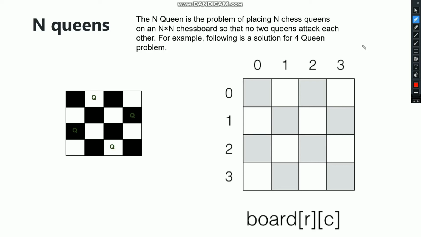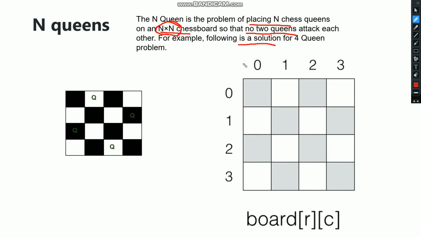Friends, in this video I'll be discussing the N Queen problem. The N Queen problem is the problem of placing n chess queens on an n cross n board. In the input there will be n, indicating an n cross n chessboard. We need to find whether a solution exists for placing the queens so that they are not attacking each other.